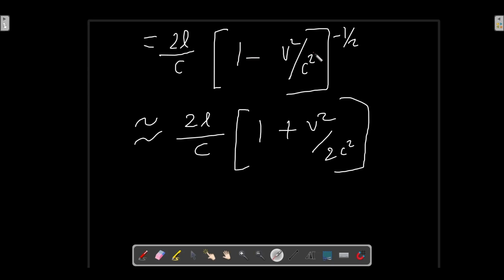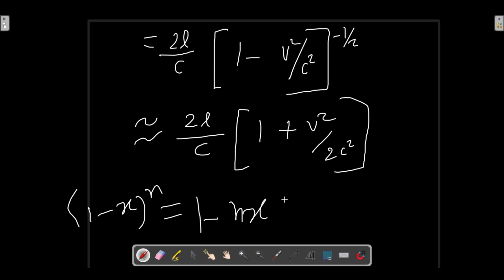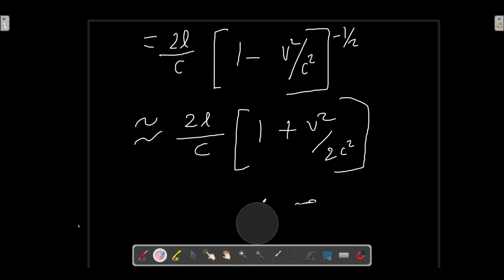Now again the same approximation which we used for t parallel: 1 minus x to the power n is equal to 1 minus nx, when x is very small as compared to 1. We will use this approximation here. So this minus half will go in the multiplication, and minus will become plus, and this 2 will come in the denominator, so 2c square. So it is approximately equal to 2l by c multiplied by 1 plus v square divided by 2c square.